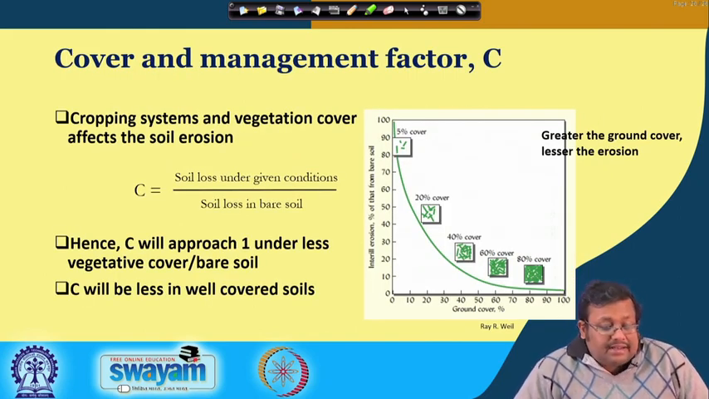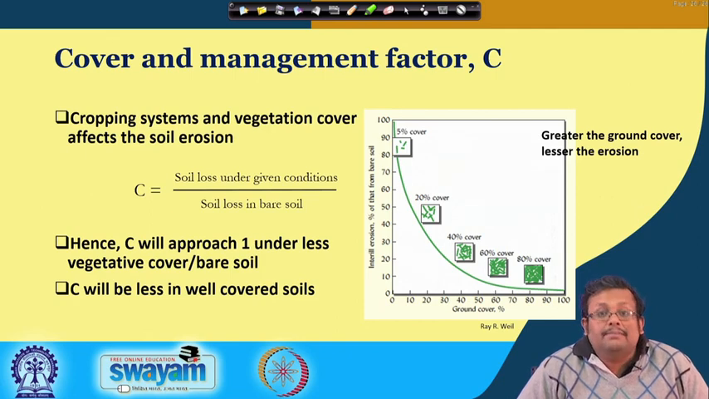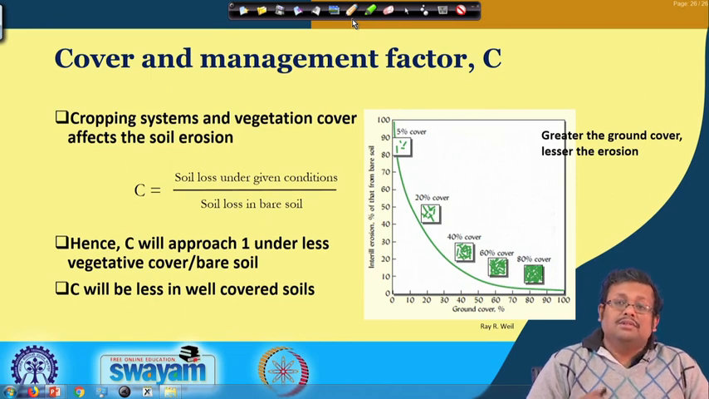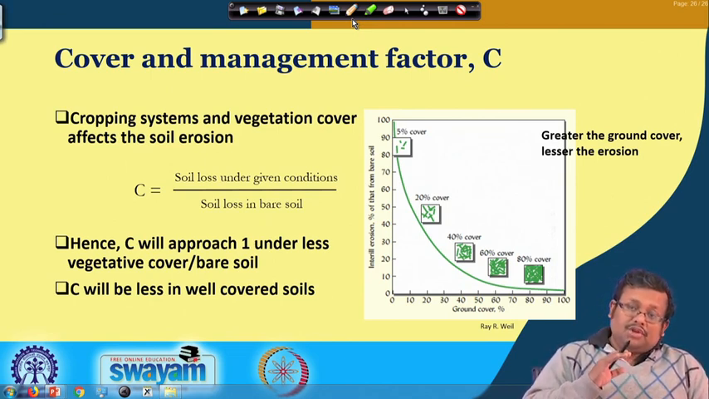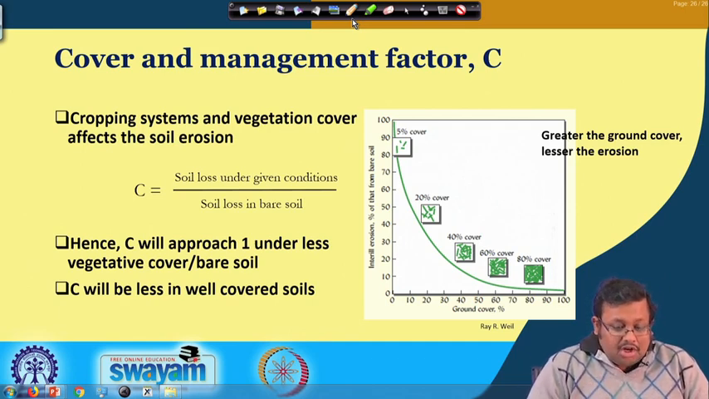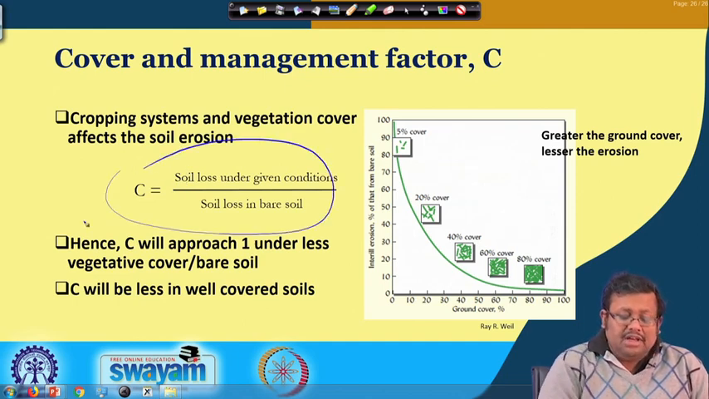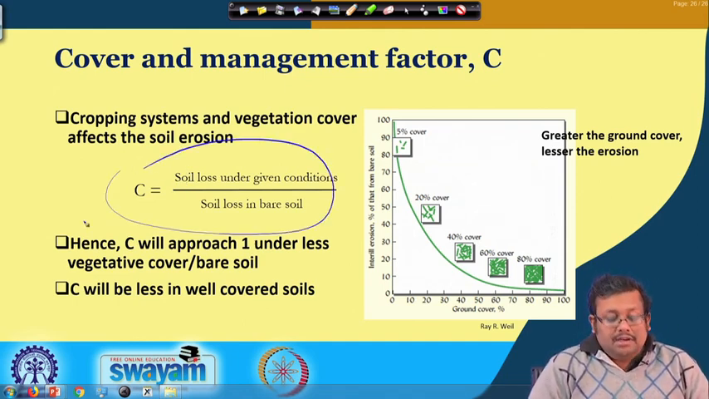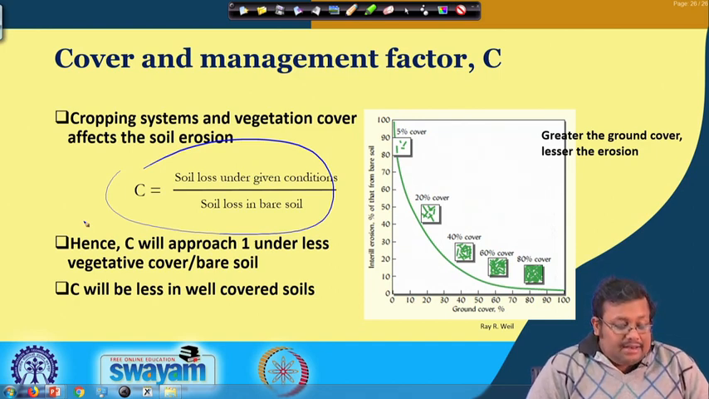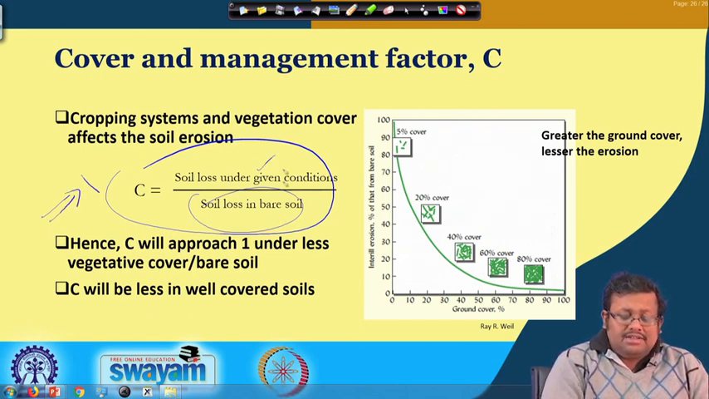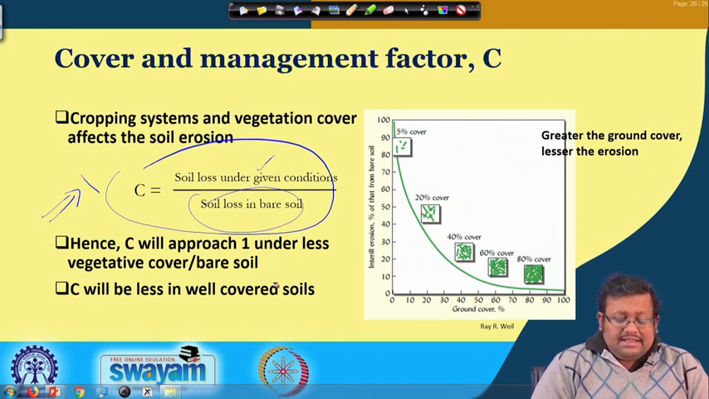So another factor is the C factor. C is basically the cover management factor, which shows the cropping and what percentage of soil cover is present. So you can see the cropping system and vegetative cover affect soil erosion, and C is calculated from this formula, where C equals soil loss under given condition over soil loss in bare soil. You can see C will approach 1 under less vegetative cover or bare soil. Obviously it will tend to one when the soil loss is the same as in bare soil, and C will be less in the case of covered soils.